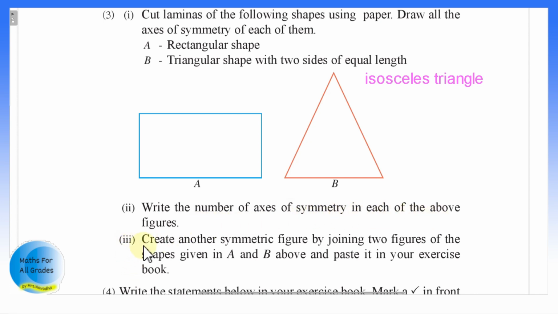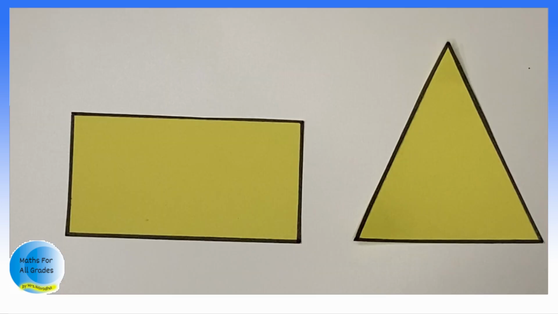Row number 3, create another symmetric figure by joining two figures of the shapes given in A and B above and paste it in your exercise book. Now let's do that. Here I have cut the figures. Now let's fold.